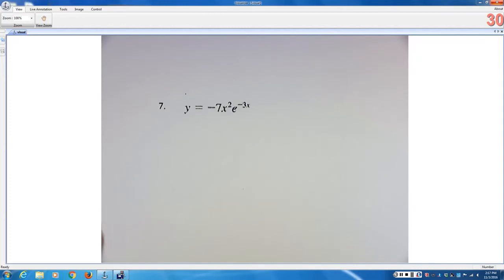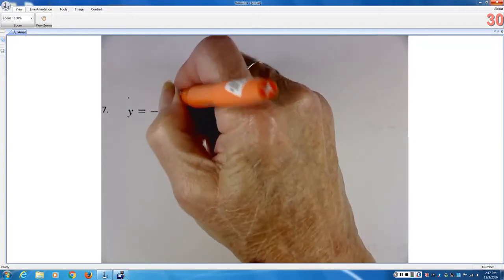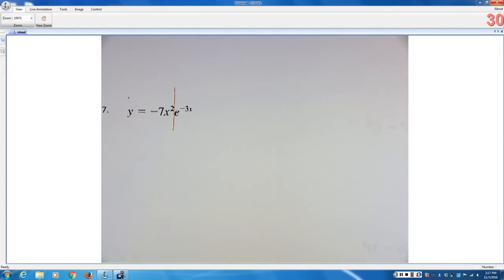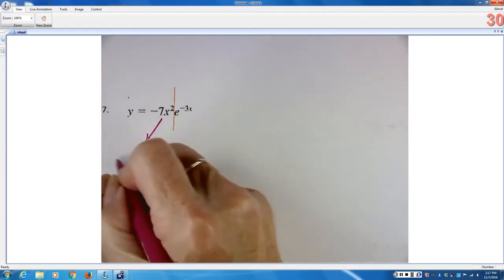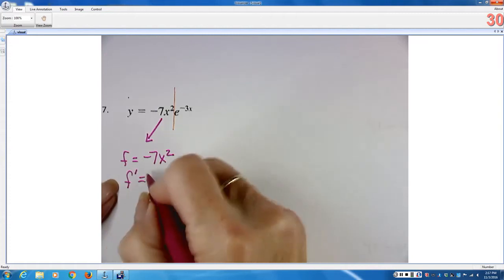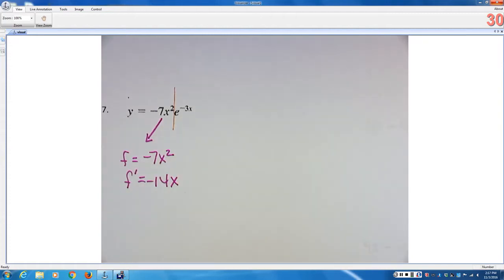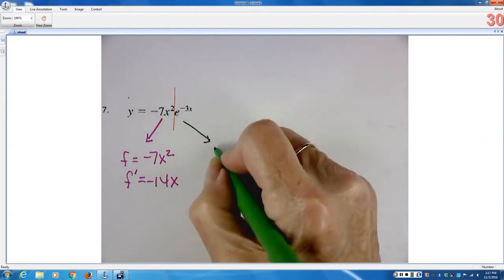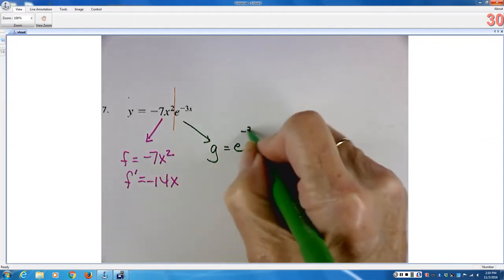We're going to look at number 7 now. Number 7 is what kind of a rule? Product rule, because you have negative 7x squared, which is a function, and e to the negative 3x, which is also a function. So your first function is f equals negative 7x squared, and its derivative is negative 14x. Your other function, which I'm going to call g, is e to the negative 3x.